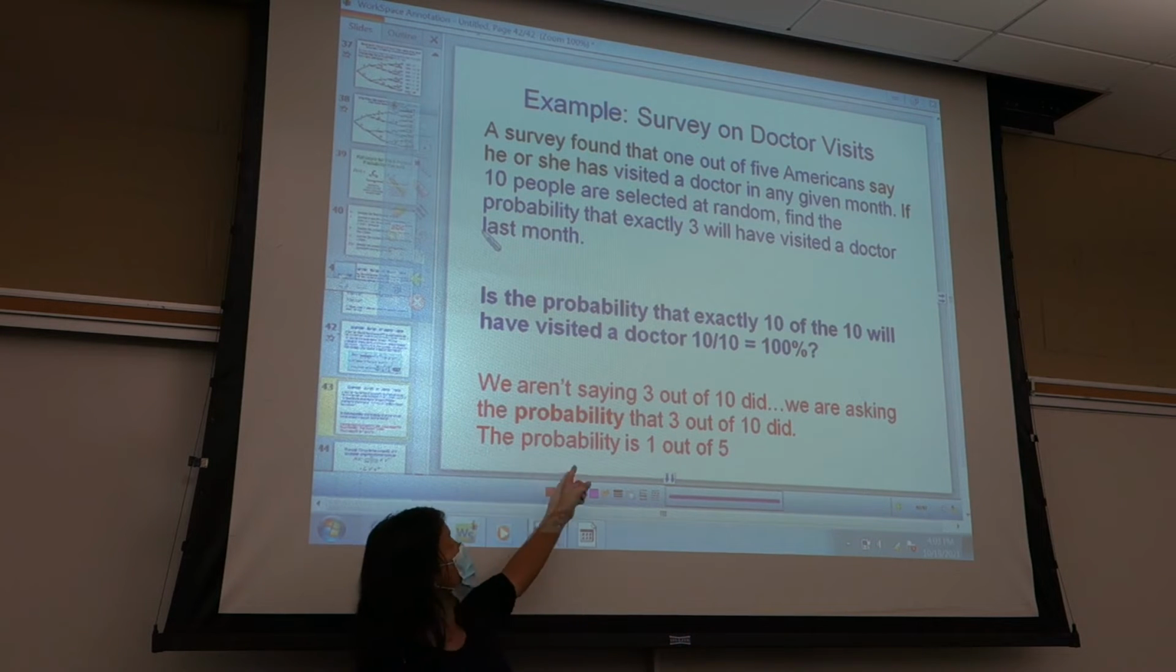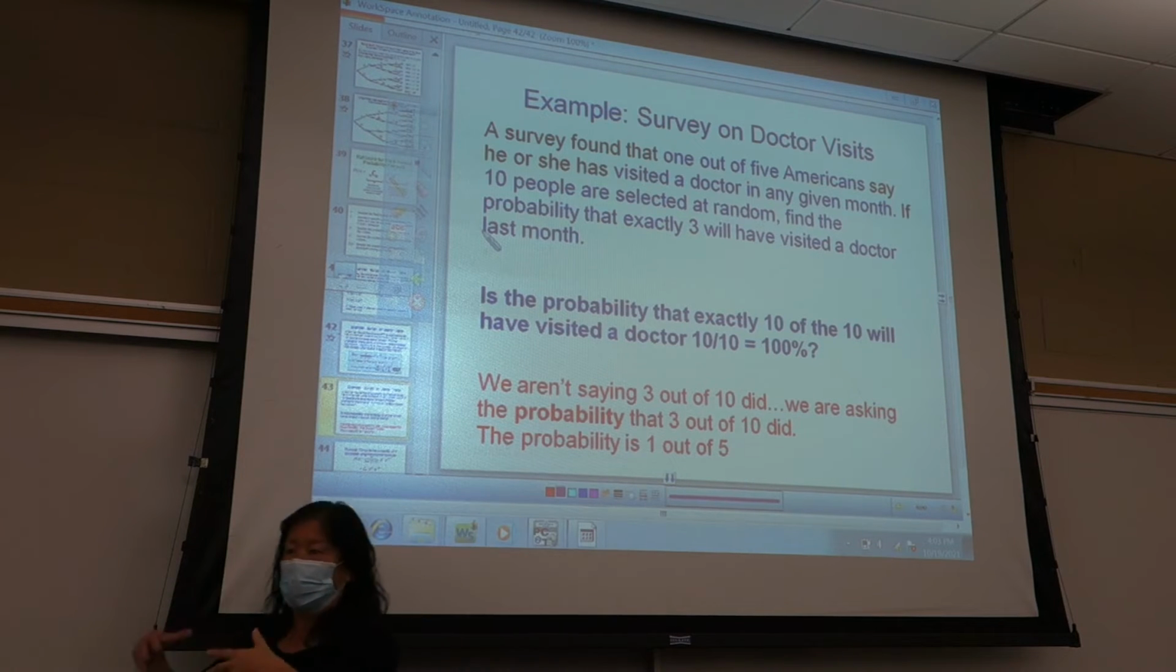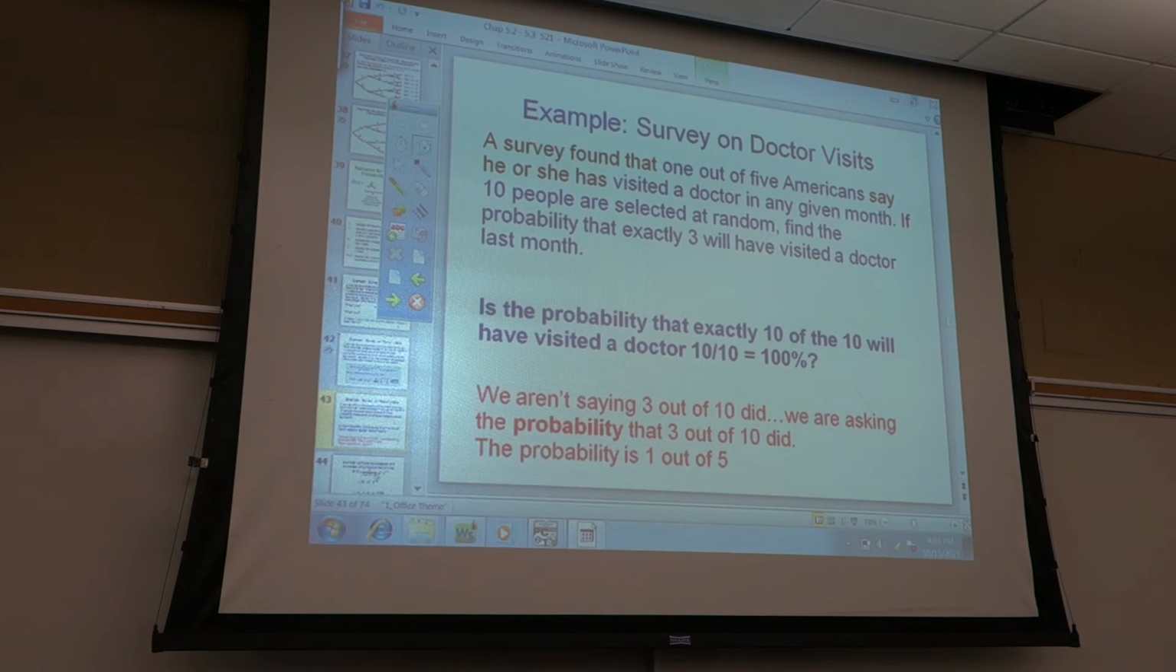So what we do know is in the past, it's 1 out of 5. That's what we know. We did it over and over. They did a big survey. They found 1 out of 5. So that's what you have to bear in mind.